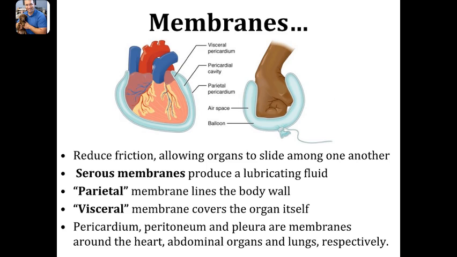Parietal is a membrane that is along a body wall, so that's on the outside of the membrane. And then visceral is a membrane that is right on top of the organ. As you can see, all of that is labeled right up here. The visceral pericardium is the membrane that goes right on the surface of the heart. And then the parietal pericardium is the one that's on the outside.